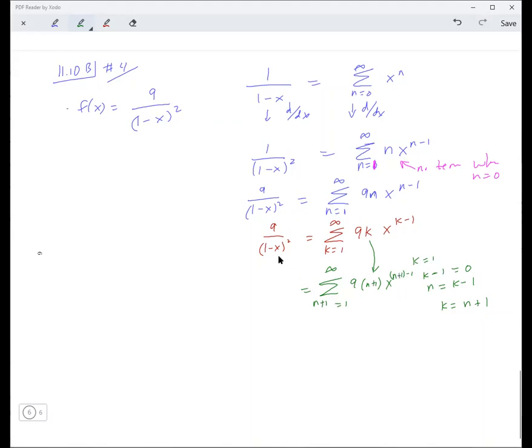Here you get the sum from n equals 0 to infinity of 9 times n plus 1, x to the n. And that should work right there. This might also work, I'm not sure. This for sure works. And the radius of convergence is 1, because the radius of convergence of the original series is 1.